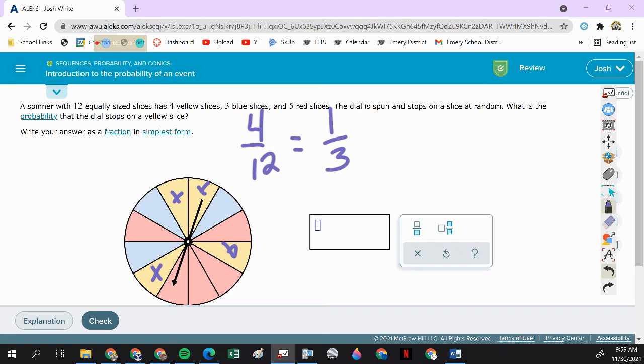And the more people that play, the closer the actual value is going to get to 1/3. Now, if 3 people spun it, does that guarantee that 1 will be yellow and the other 2 will not be yellow? No. Could they all be yellow? Right. Could they all not be yellow? Yes. So this 1/3 is what we expect to happen, but in practice, it's not going to be exactly 1/3. But the more times you play, the closer the value should be to 1/3.